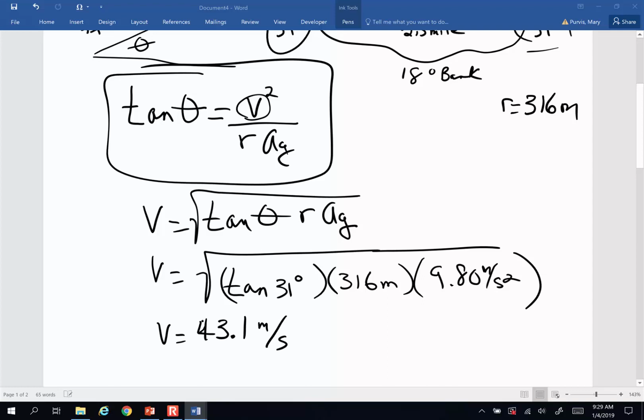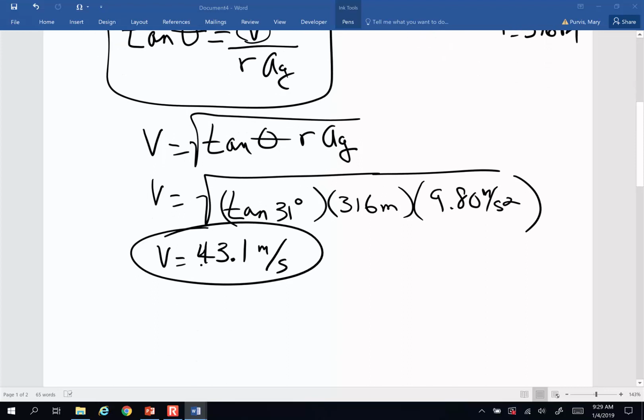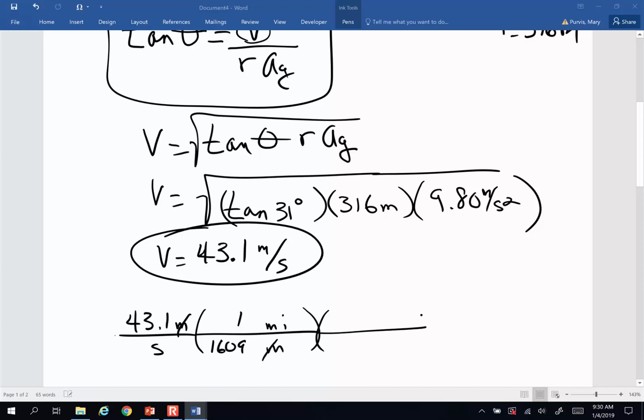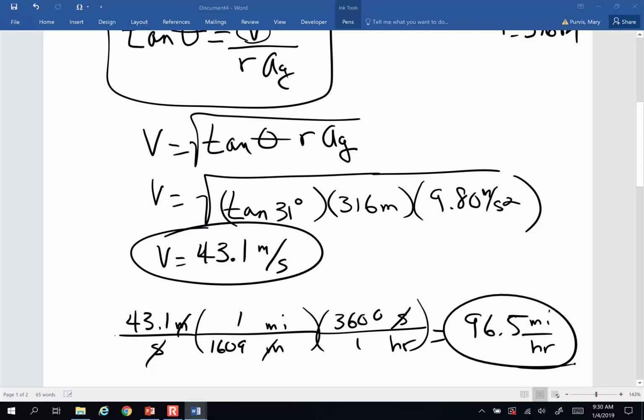43.1 meters per second. Now, growing up in the United States, that number doesn't mean a lot to me, so let's translate that into miles per hour so I can see if it makes sense. I want to get rid of meters, go to miles. There are 1609 meters in a mile. Get rid of seconds, go to hours, and there are 3,600 seconds in an hour. When I do that, that is about 96.5, about 100 miles an hour. So you're going to go kind of speedy just to stay at your position on the track.